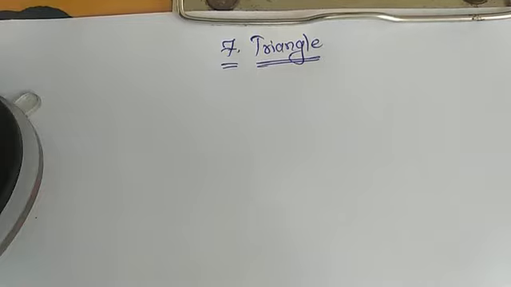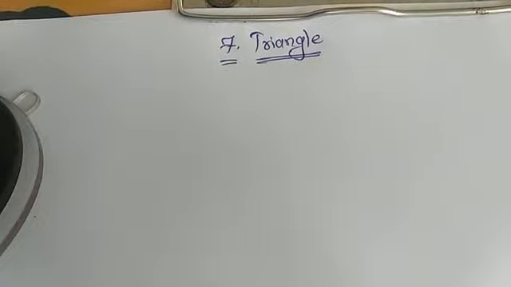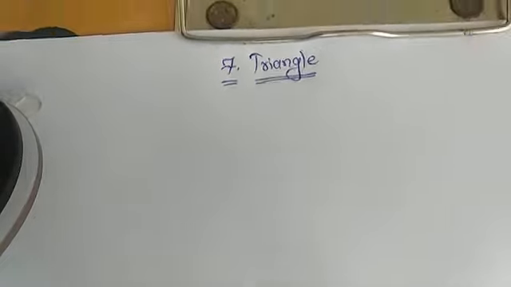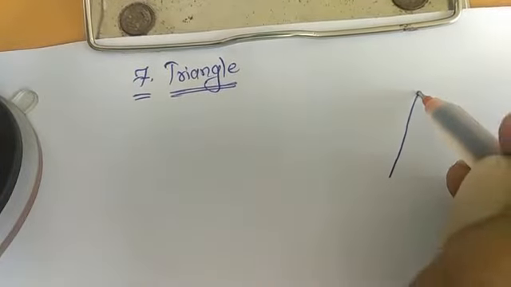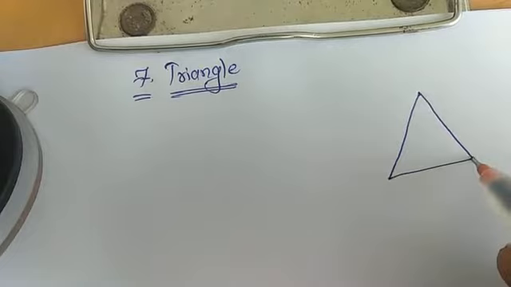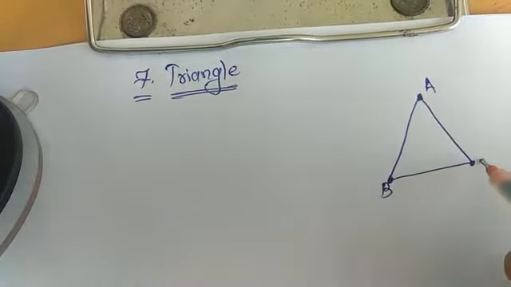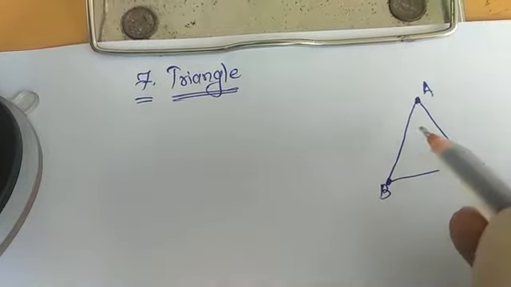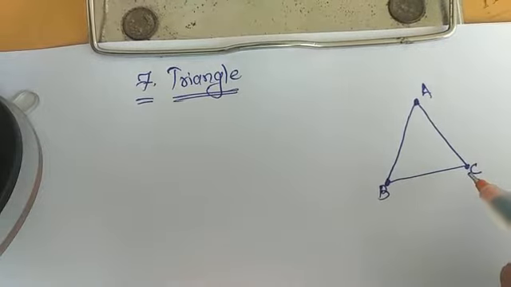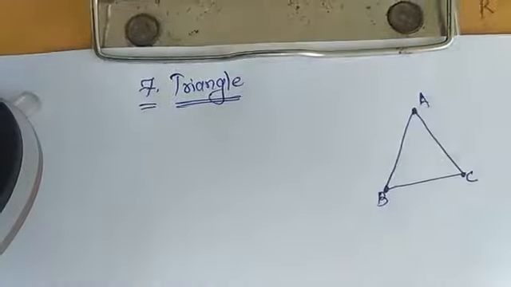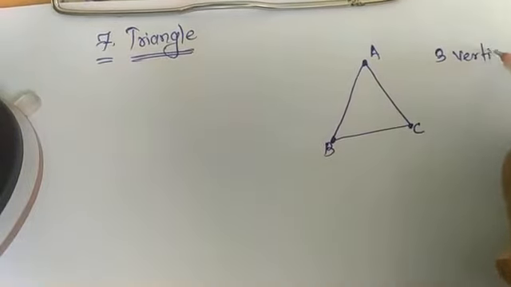Hi students, today we are going to study the next chapter, chapter number 7. It is Triangles. You know about a triangle: it is made of three vertices. If you consider A, B, C as the vertices, and three edges AB, BC and AC, or three sides. So a triangle is made of three vertices and three sides.